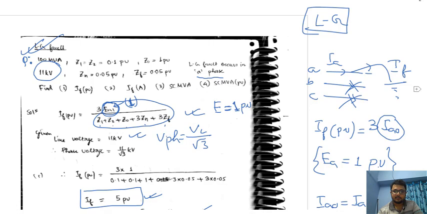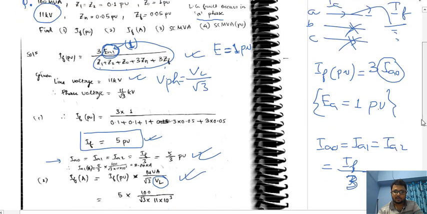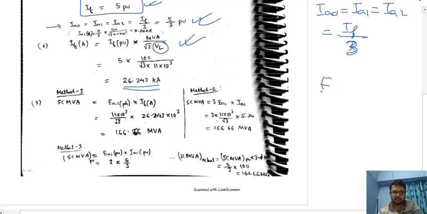And the source we always take for positive sequence. That is why I am telling EA1. So EA1 phase into I fault current in ampere. This we have also calculated. This we know in phase, so divided by root 3. So this is the MVA. Method 2 is 3 times of EA1 into IA1. This is another formula. If I apply this, then also we will get the same answer.